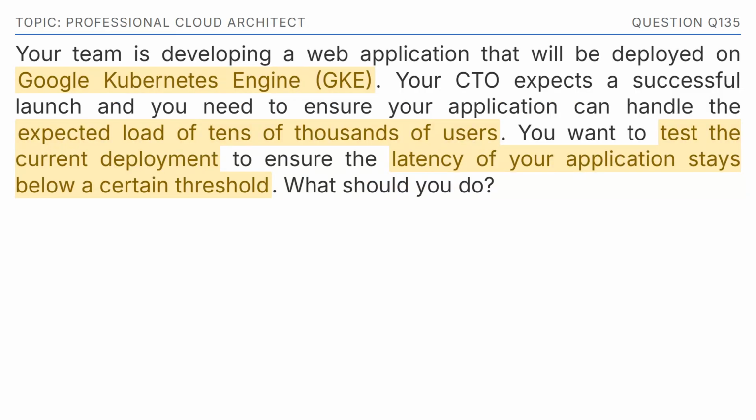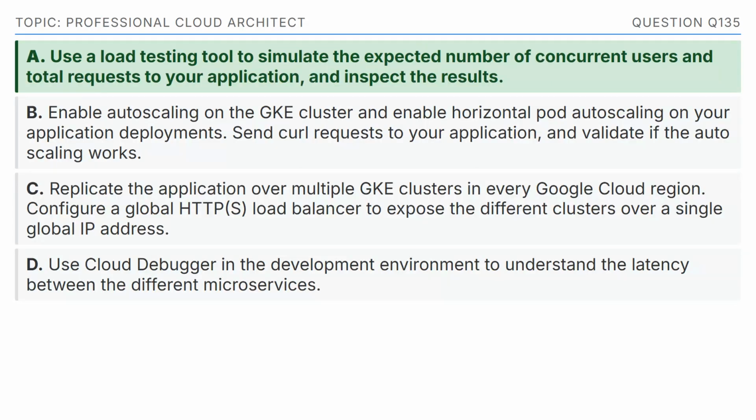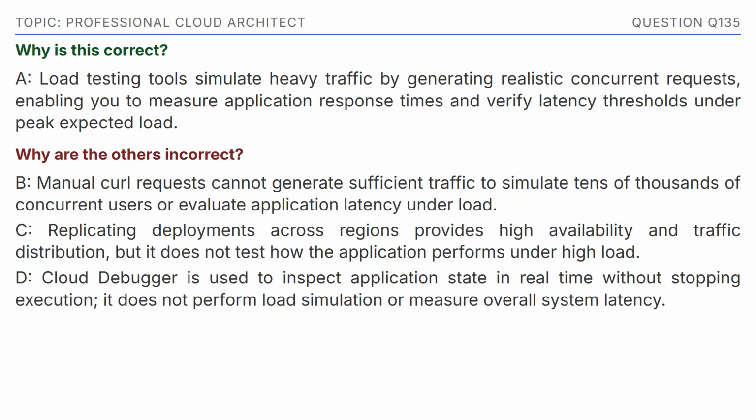To arrive at the correct answer, we focus on the keywords: Google Kubernetes Engine, GKE, expected load of tens of thousands of users, test the current deployment, latency of your application stays below a certain threshold. The correct answer is option A. Use a load testing tool to simulate the expected number of concurrent users and total requests to your application, and inspect the results. Why is this correct?